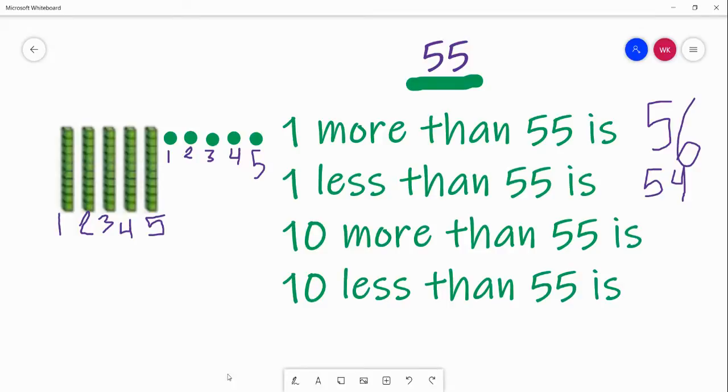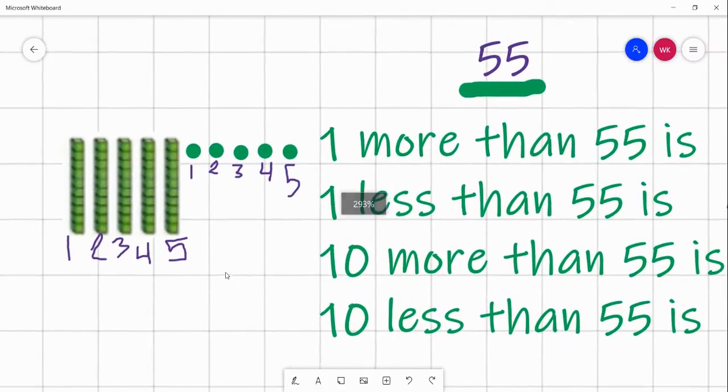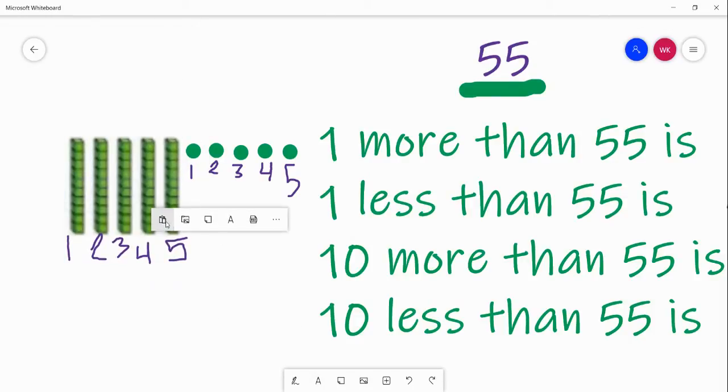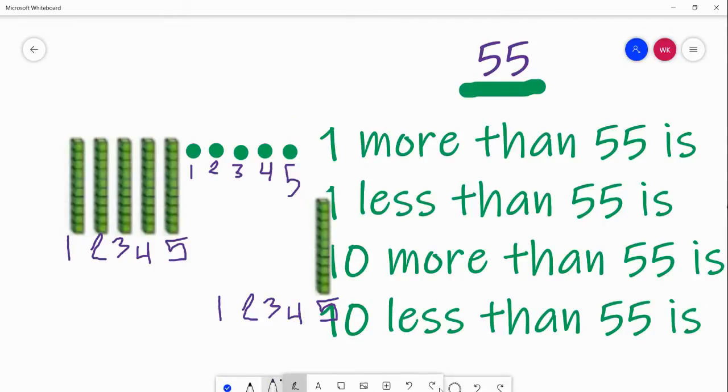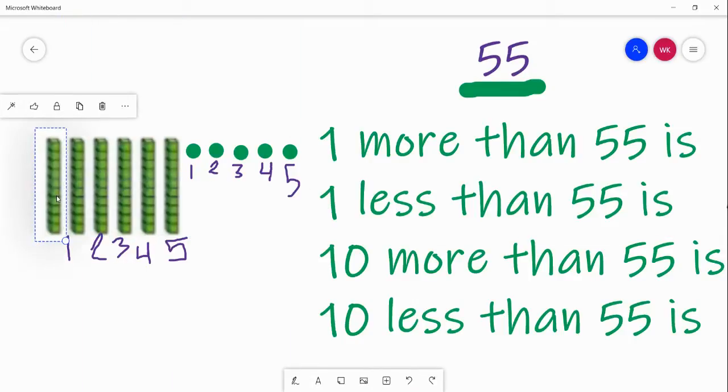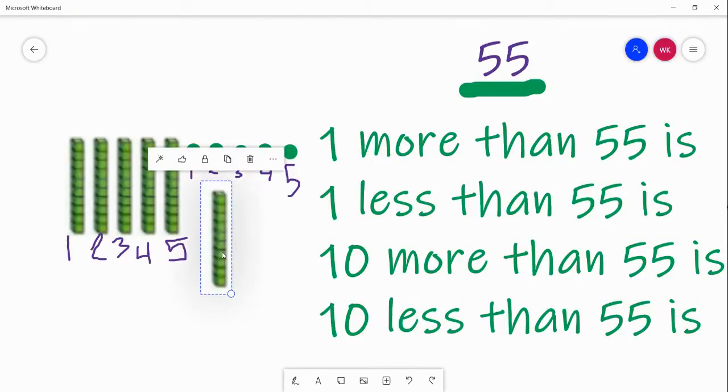So now we're figuring out 10 more. So we need to add a tens rod in. All right, so I just added another tens rod in, and I'll add it over here so you can see. I just added a 10 rod because we're trying to figure out what 10 more than 55 is.